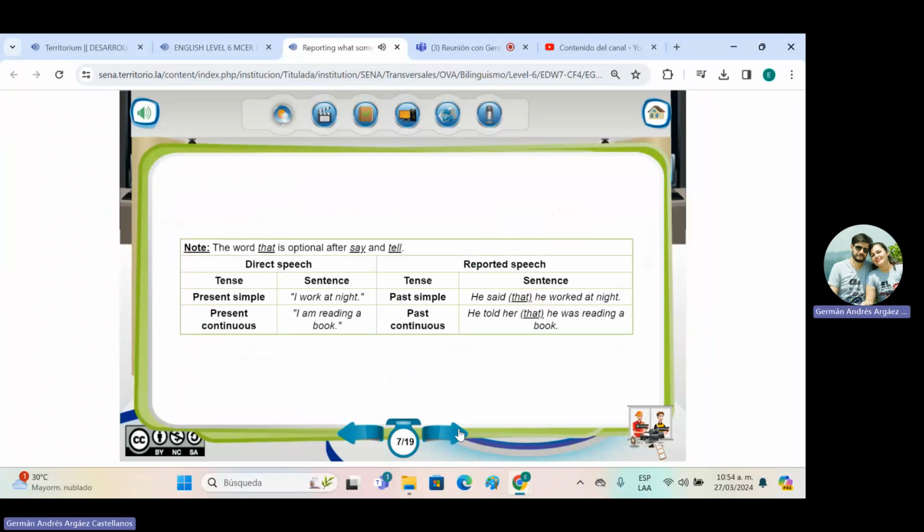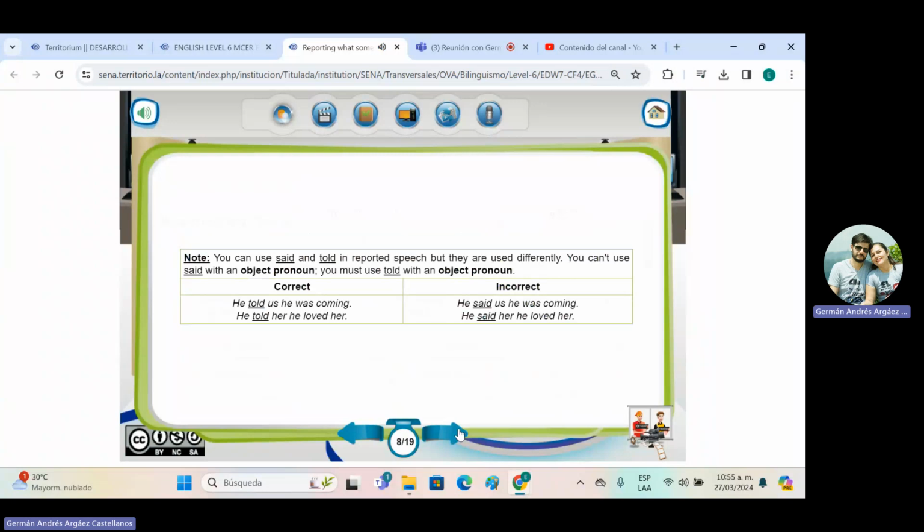Note, the word that is optional after say and tell. Direct speech, reported speech, tense, sentence. Present simple, I work at night. Past simple, he said that he worked at night. Present continuous, I am reading a book. Past continuous, he told her that he was reading a book.